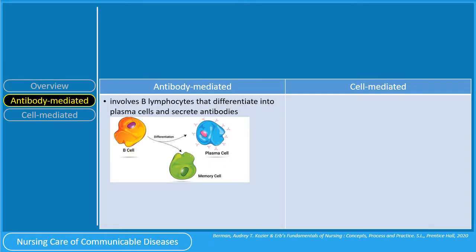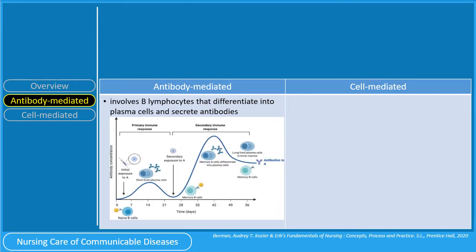In the wake of the first infection involving a particular antigen, the responding naive cells proliferate to produce a colony of cells, most of which differentiate into plasma cells, also called effector B cells. Effector B cells produce antibodies and clear away with the resolution of infection, and the rest persist as memory cells that can survive for years or even a lifetime. Take note that antibody-mediated immunity involves B lymphocytes that differentiate into plasma cells and secrete antibodies.